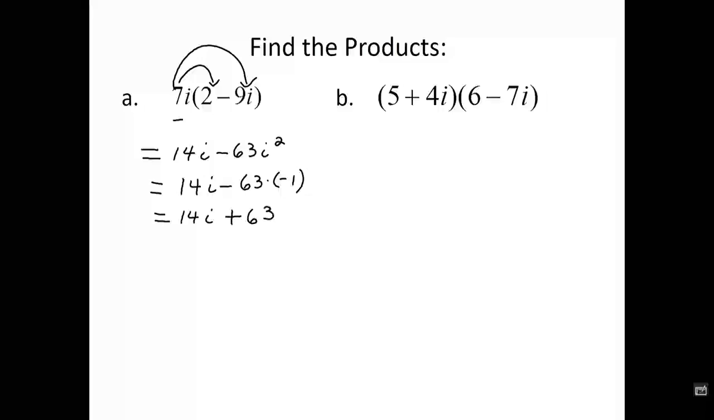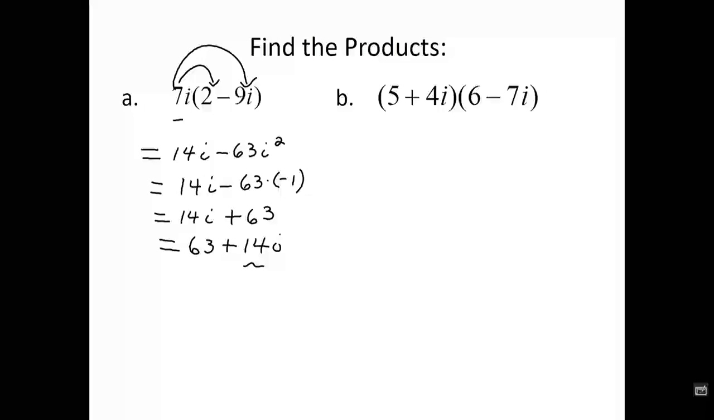So the product is 14i plus 63, but remember, if we were to write this in standard form, it would be 63 plus 14i. The real part is 63. The imaginary part of the complex number is 14. So the product is 63 plus 14i.